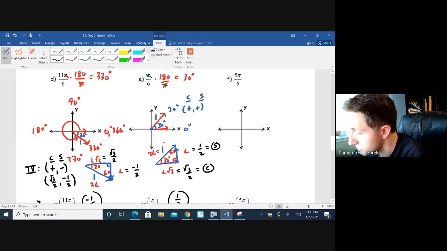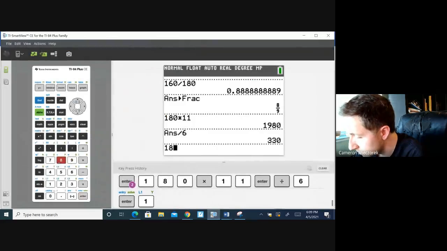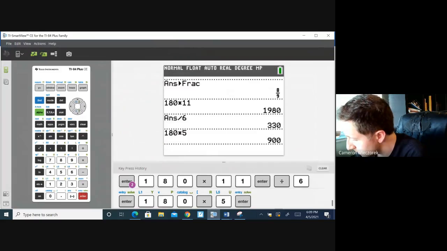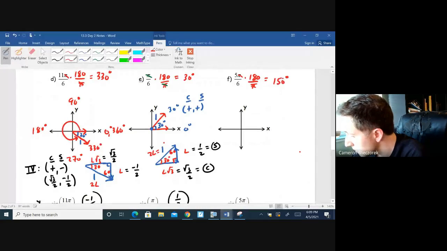5 pi over 6. Same trick, times 180 over pi. Pi's cancel out. You can put this in your calculator, 180 times 5. And then I'm going to divide that 900 by 6. So now I have it in degrees, 150. I would put your quadrantal angles so that you have a reference point to look at. There's all the ones we're used to. 150 is going to lie between 90 and 180.